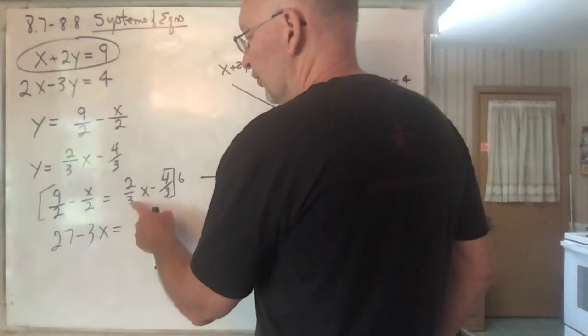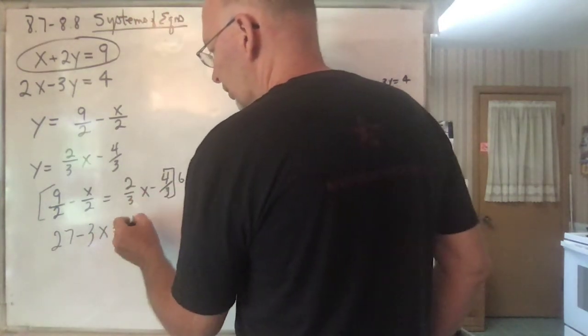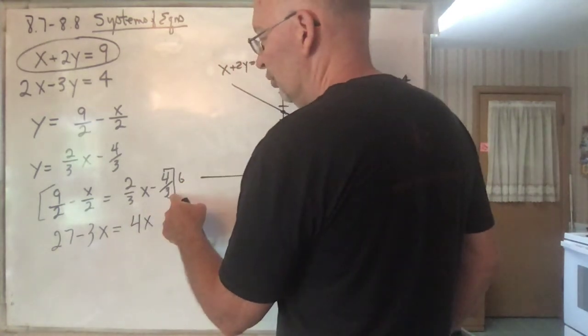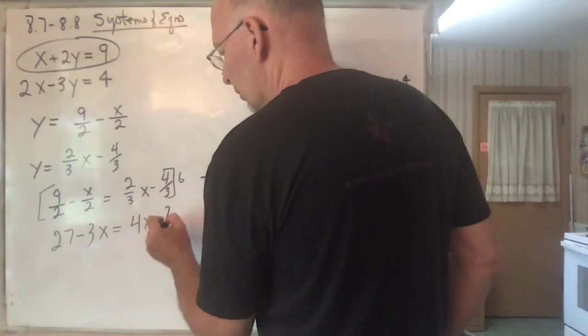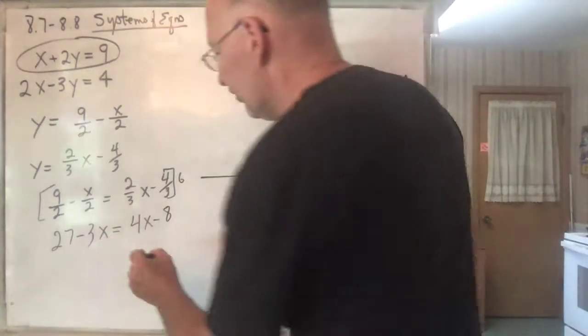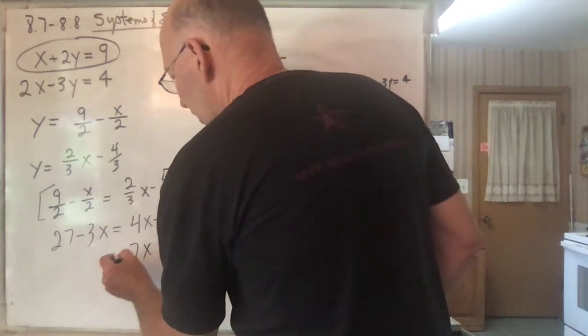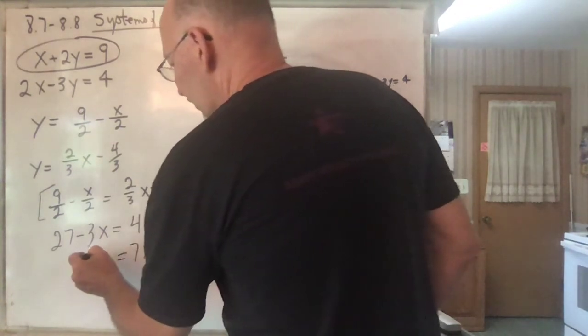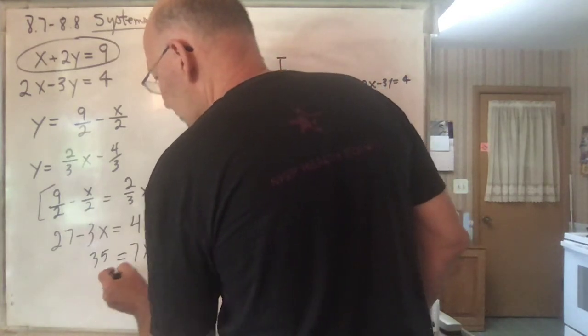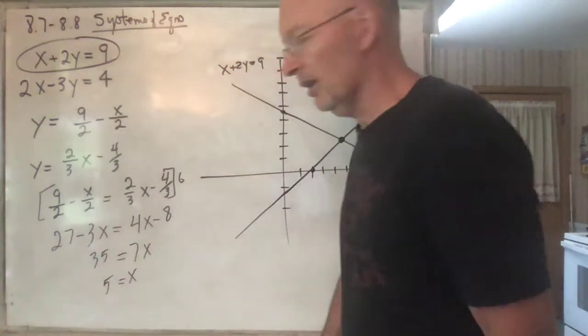6 divided by 3 is 2. 2 times 2 is 4, so I'm going to get 4x. And then finally, 6 divided by 3 is 2. 2 times 4 is 8. So now you have that. So now I can add 3x to both sides and get 7x. And I can add 8 to both sides and get 35. And so there again, I have x is equal to 5. And then as before, you can go and get y.